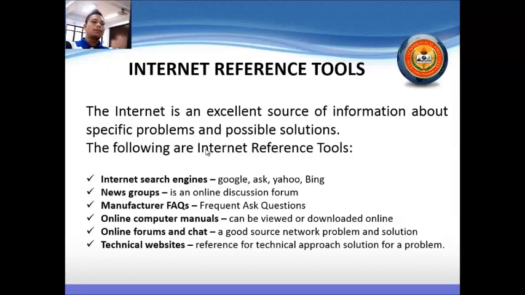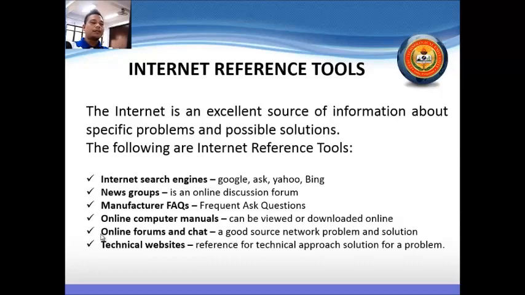Then online computer manuals can be viewed or downloaded online. You can download computer manuals and networking device manuals, which help you in tracing the problem or in your network installation. These are usually provided on the manufacturer's or company's website. Online forums and chat are a good source of network problems and solutions. You can ask in online forums and chat about your problems, and they give solutions. Or you post a problem, and you give the solution. It is a two-way process: you help the group, and at the same time the group helps you.